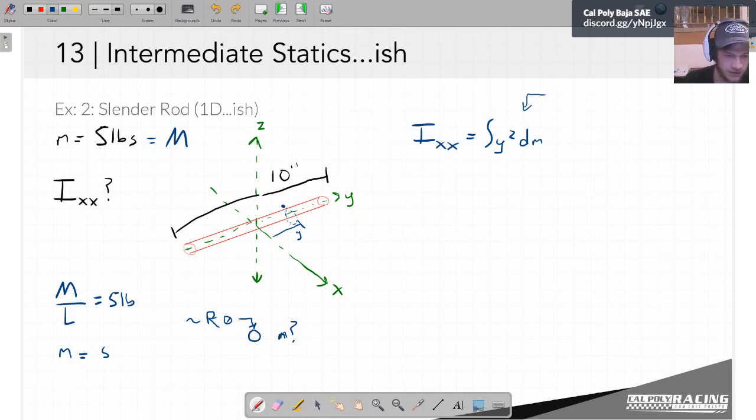I'm going to do it this way. 5 pounds over 10 inches, this might be something you'd see in a distributed load, but this is essentially like our density. A lot of times in physics, you'll see mass is a function of density and of geometry. Because our geometry always stays the same, it's just a matter of density.